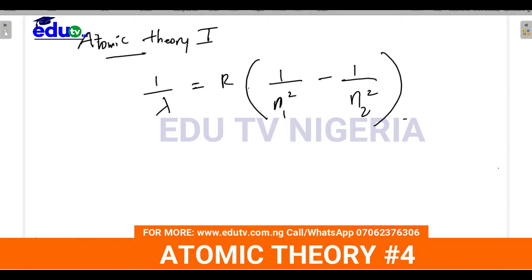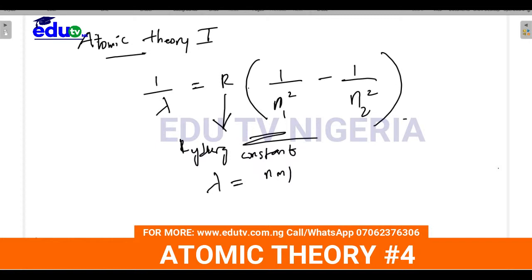Balmer observed that the wavelength of the spectral lines, which were colored, fits this formula. This R is the Rydberg constant, and lambda is the wavelength in nanometers.